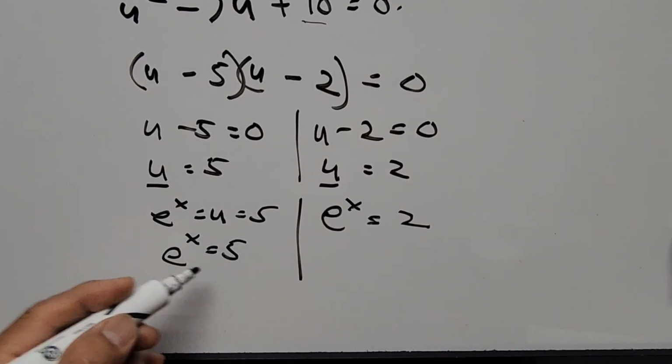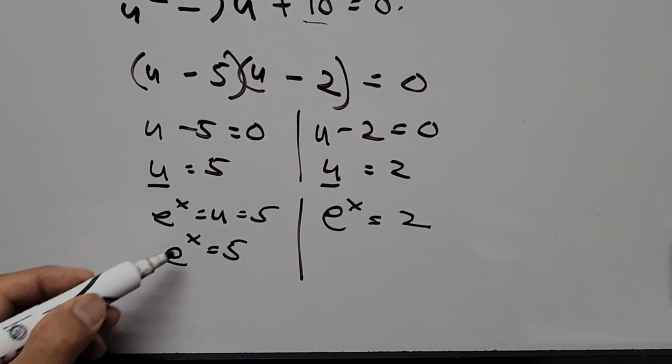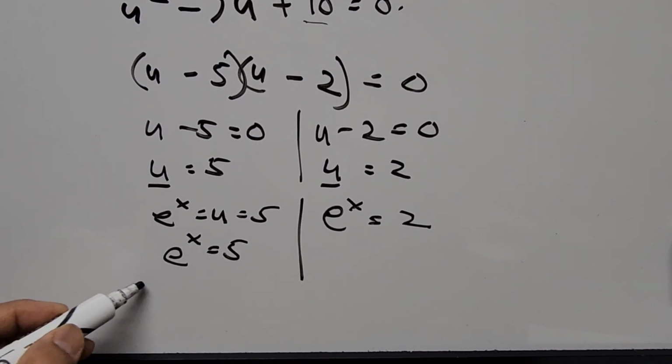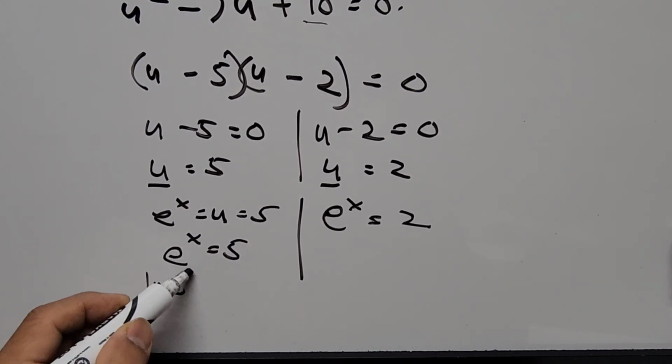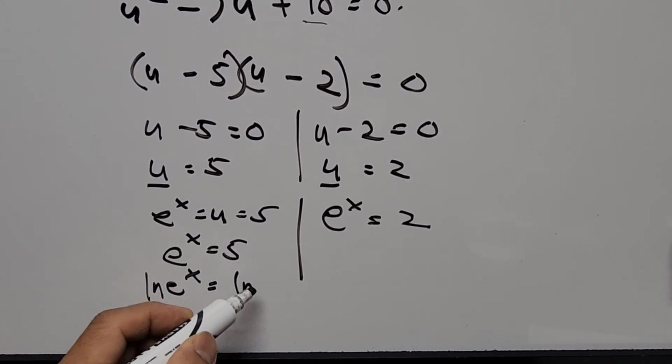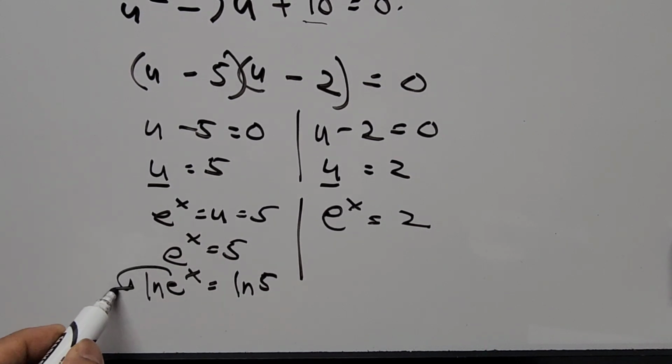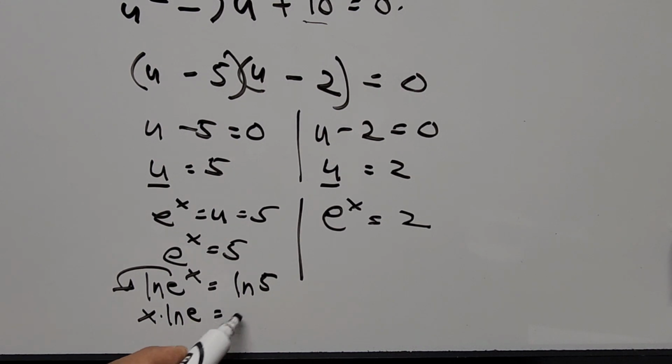Taking the natural logarithm on both sides of this equation to find the value of x. So this is now natural logarithm of e to the power of x is equal to natural logarithm of 5. Taking down x as a coefficient, x times natural logarithm of e is equal to natural logarithm of 5. And here natural logarithm of e is 1. So x is equal to natural logarithm of 5.